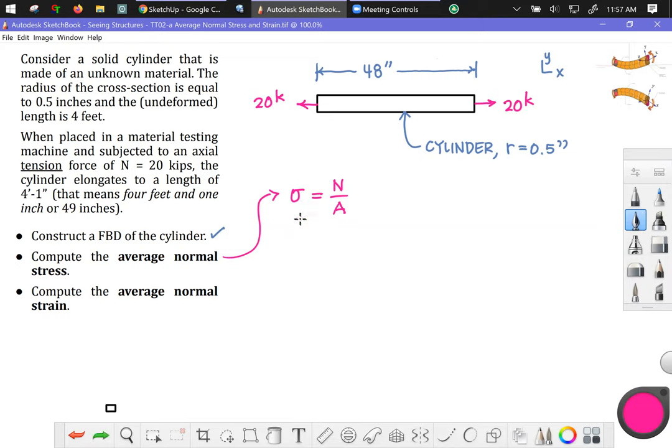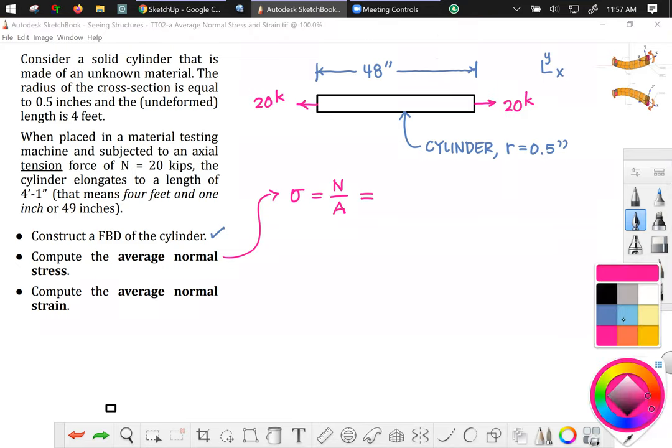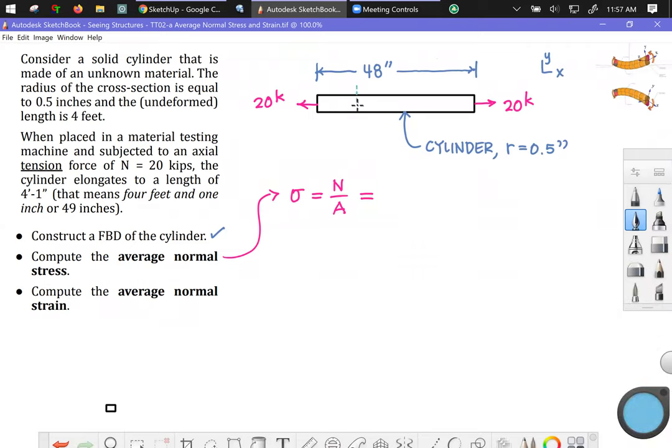So it's often expressed just in this format. And this one, we're kind of ready to plug and chug through this. So we know the normal force is 20 kips, and this is an applied force here. What I'm really interested in is what is happening at a cross-sectional plane?